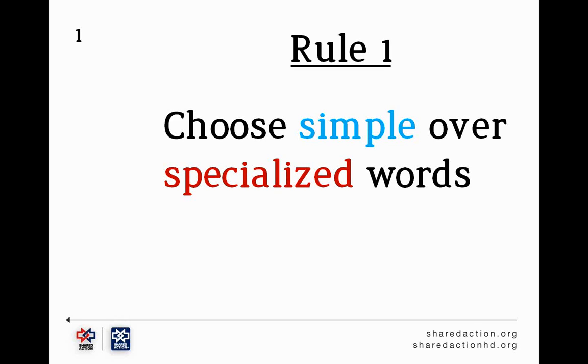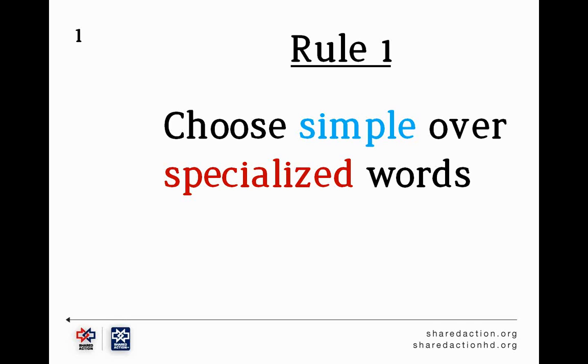So the first rule is kind of a no-brainer. Choose simple over specialized words. What Dillman means by this is it's not just using a set of vocabulary, the lowest common denominator. You want to make sure everyone can understand it. You're not using really advanced words.